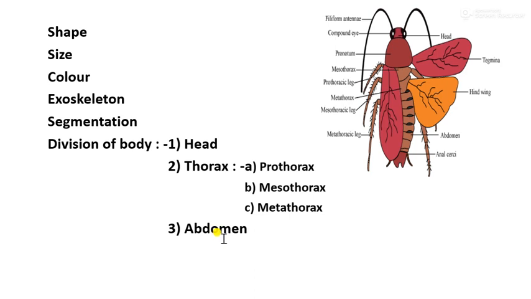Now, I will tell you about the abdomen. What is abdomen? It is formed of 10 segments. The hinder segments are somewhat telescoped.